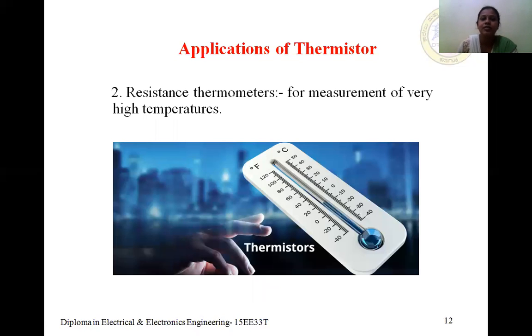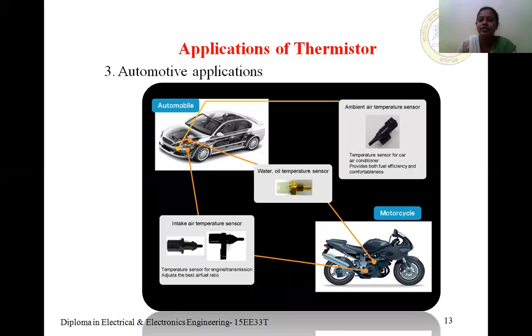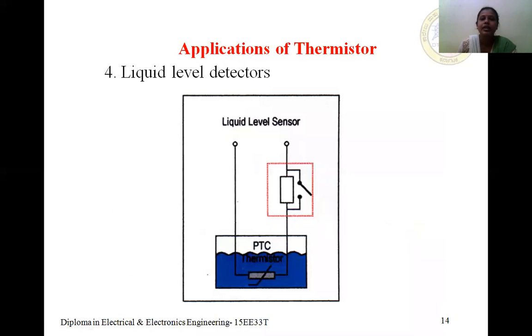Next, it is used in resistance thermometers for the measurement of very high temperatures. As in thermometers, this has been used. Next, it is used in automotive applications in cars and motorcycles. Next, it is used in level detectors, liquid level detectors. You can see here, to know the level of the liquid, this thermistor is used.